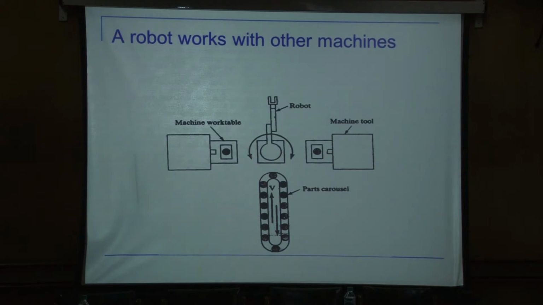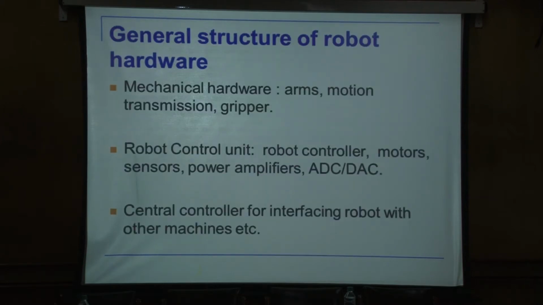So this assembly, this robot, takes care of all of these parameters. Now, the general structure of robot hardware consists of the mechanical hardware, the arms, motion transmission, gripper, etc., which is the mechanical part of the robot. Then there is the robot control unit, which consists of the robot controller itself. It could be a PD controller, PID controller, or more advanced controllers.